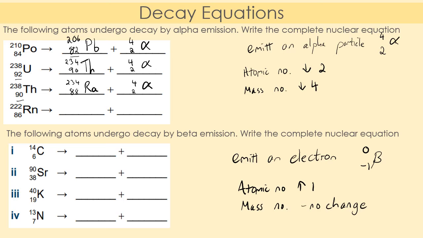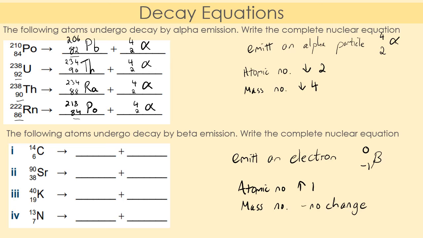My last one, I've got radon, which is 86. My atomic number goes down by 2, so I get 84. And my mass number goes down by 4 as well, and that gives me 218. I look on the periodic table and find what has an atomic number of 84, and that is polonium. I also have my alpha particle. So those are the first 4 done.